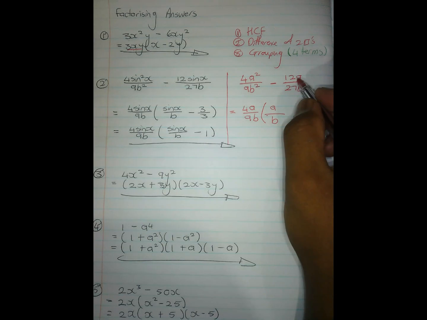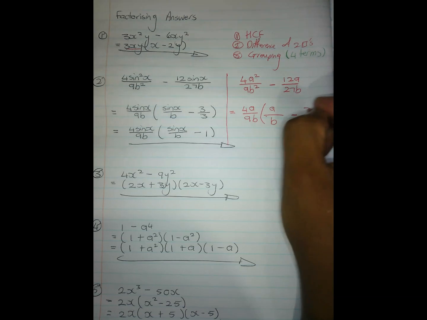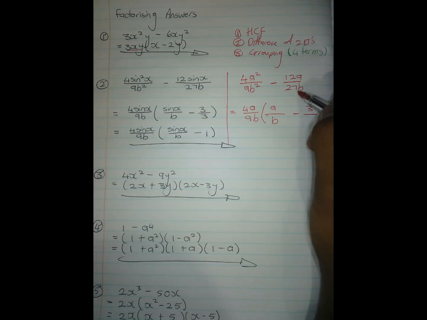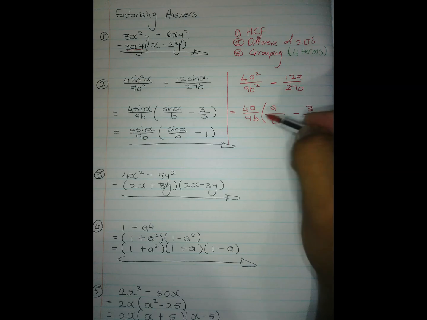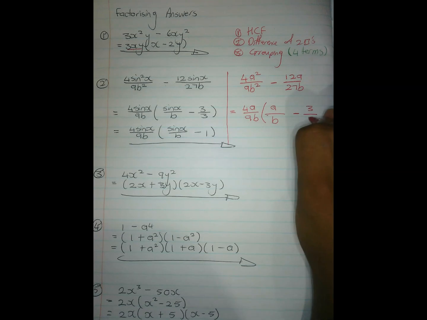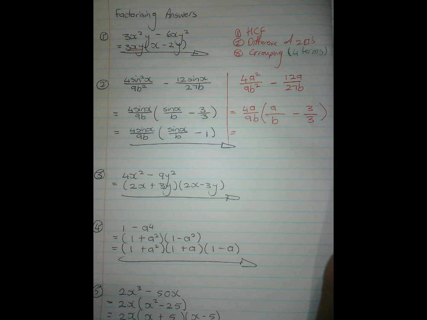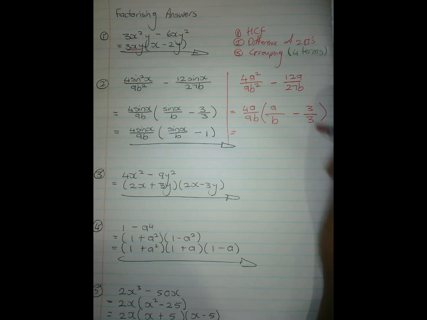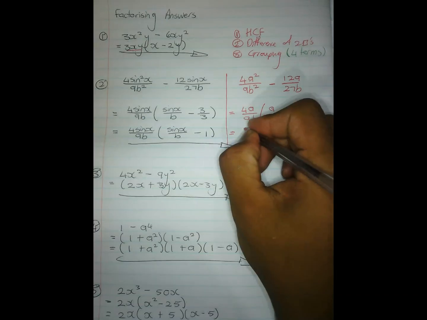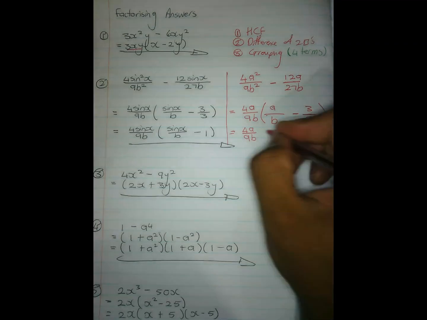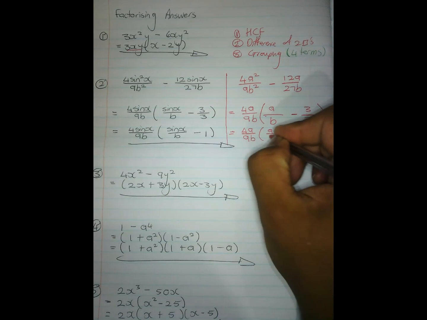If I take out the 4a here, I'm left with a minus 3. If I take out the 9b over here, I'm left with a 3 as well, because 9b times 3 will give me 27. This 3 over 3 will just simplify into 1, because 3 over 3 is equal to 1. Then my answer I'm left with is 4a over 9b, times a over b minus 1.